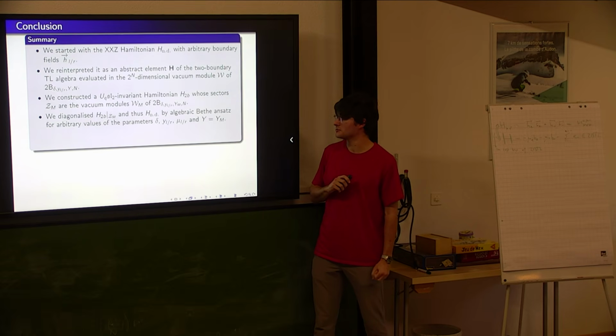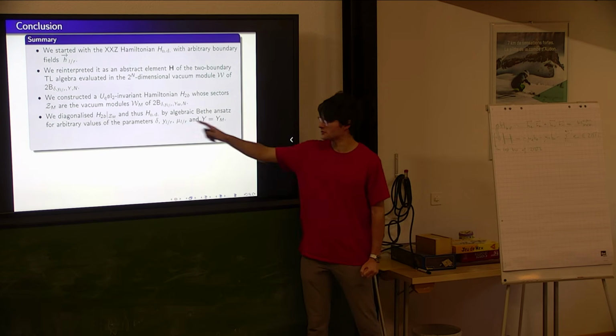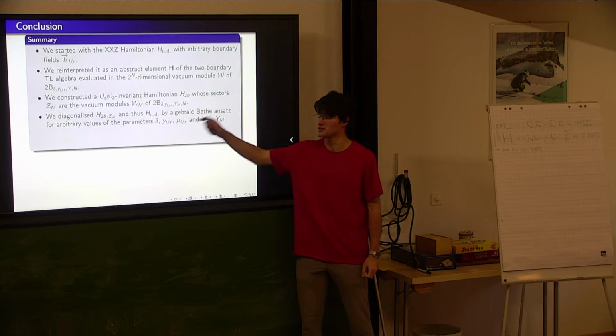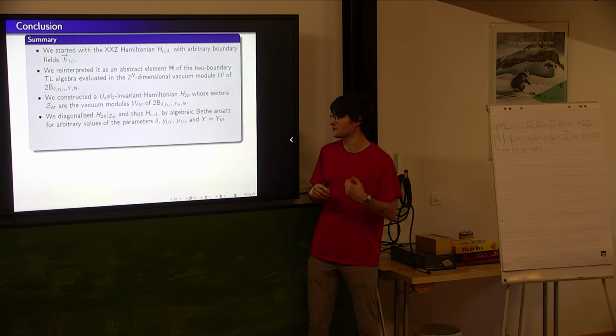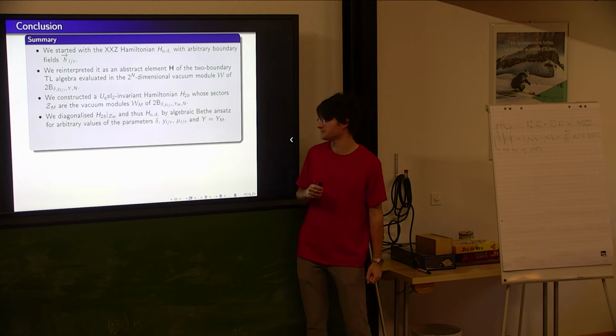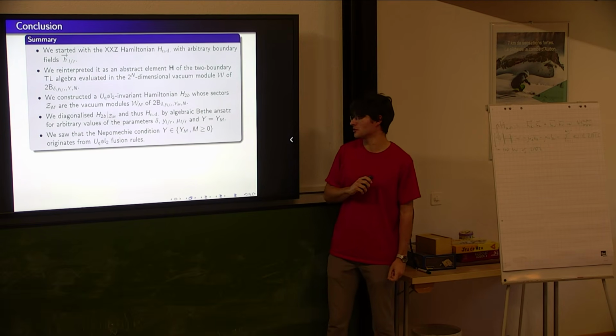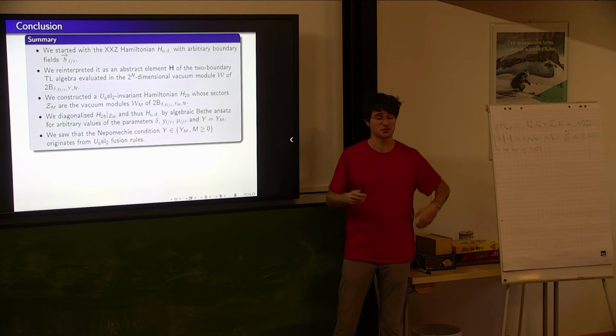Okay, and then using that, we managed to diagonalize this Uqsl2 invariant Hamiltonian and thus the non-diagonal XXZ Hamiltonian, but with the value of one of the parameters discretized by this Nepomniachtchi condition. And so also we saw that this Nepomniachtchi condition has an interpretation in terms of Uqsl2 fusion rules.